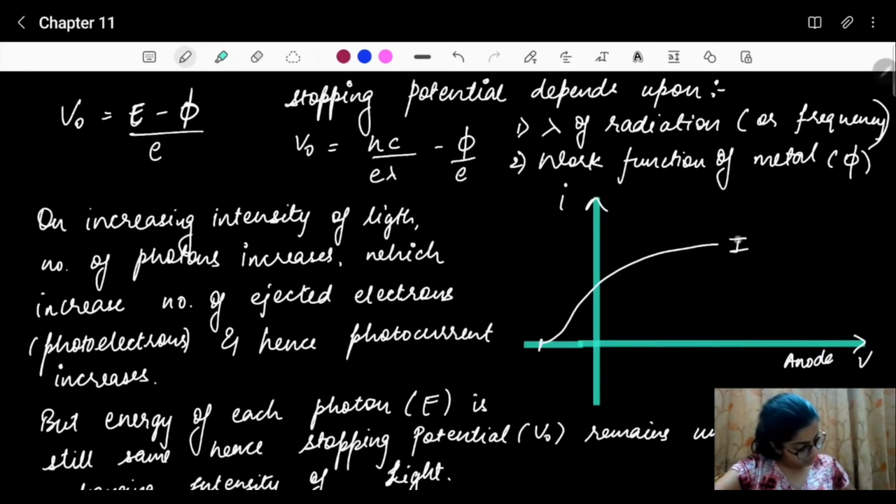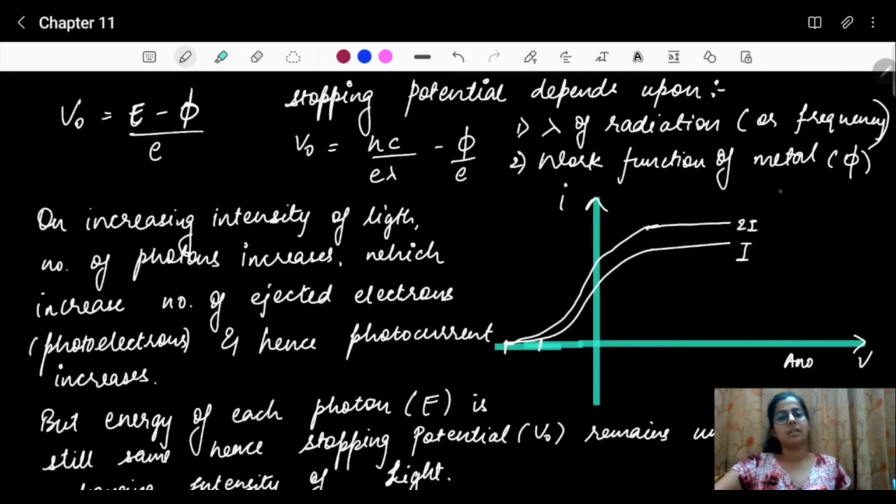In that case, let's say we need to make the graph start from here. This is from here will start the negative potential. Now this is for intensity I. Now if I increase, this is going to be a straight line after that, okay? It is not going to decrease. Now if you increase the intensity of light, the current is going to increase. I means intensity of light is doubled.